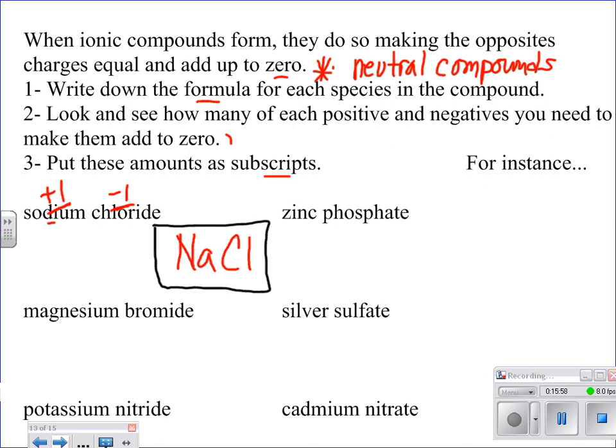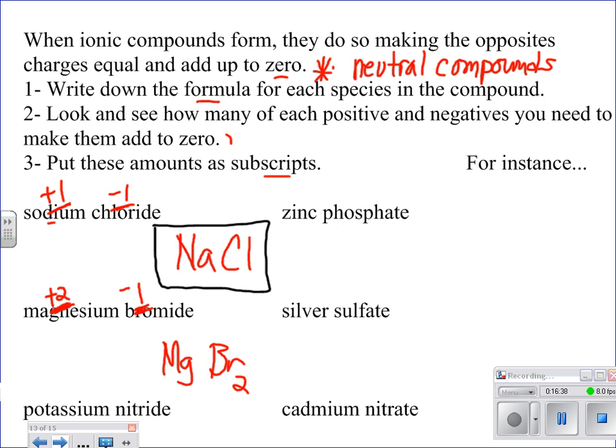Next one, magnesium bromide. Magnesium is Mg. You look at your periodic table and you see it has a +2 charge. Bromide is Br. Again, you look at your periodic table and see it has a -1 charge. So in order to make this electrically neutral, +2 and -1, you would say that your least common multiple is 2. So you need to get it to be a +2 and a -2. +2, we're already there. -2, that means you need 2 of your bromides in order to do that.